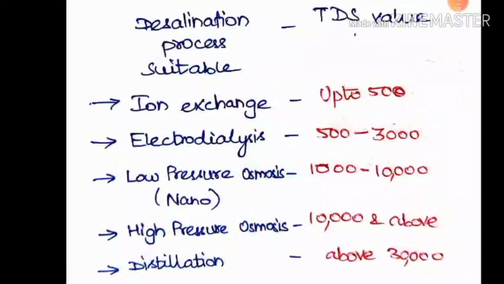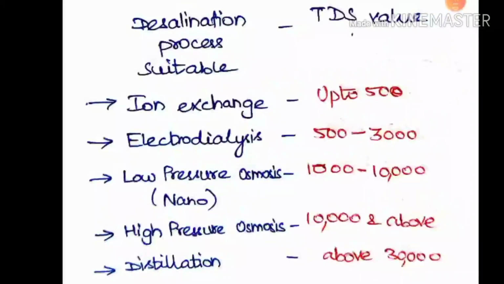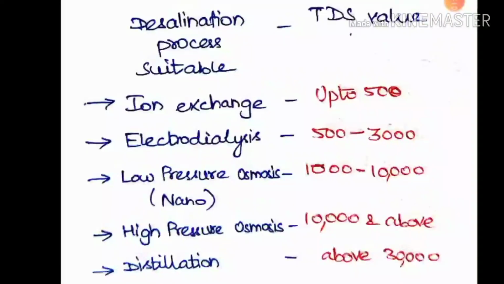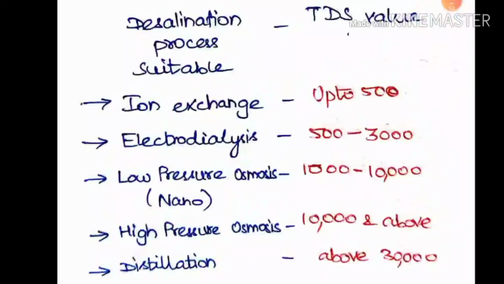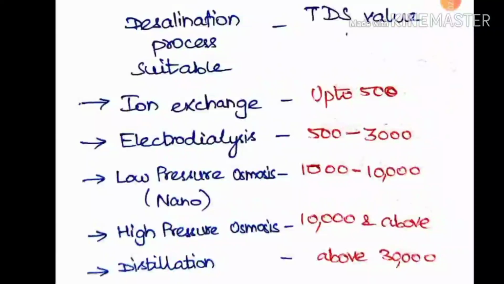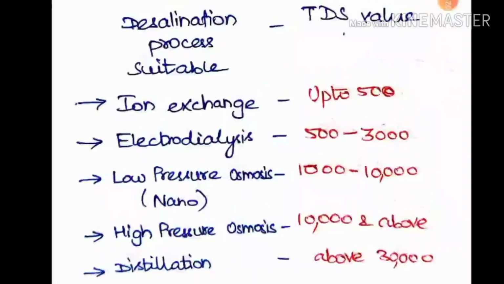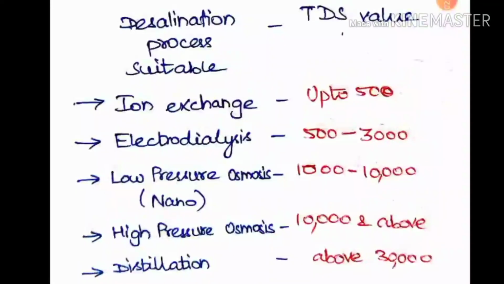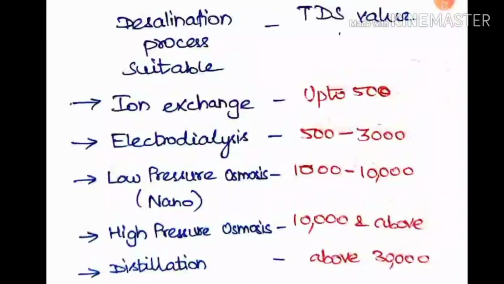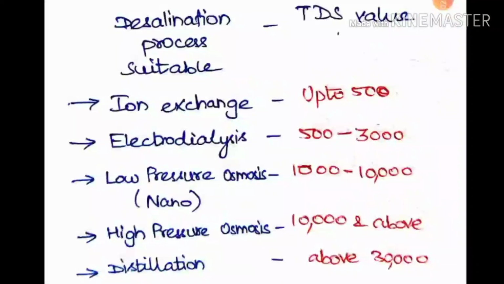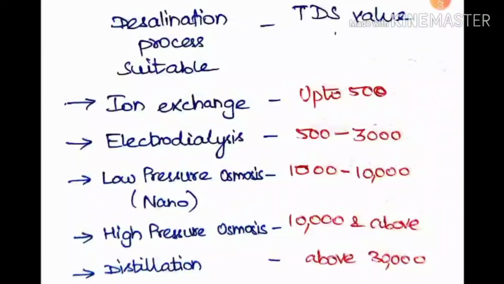Based on the TDS value we can fix what type of treatment has to be given to the water. If the TDS value is up to 500 milligram per liter, it can be treated by the ion exchange process itself. If it is 500 to 3000, then we have to go for electrodialysis. If it is 1000 to 10,000, you can go for low pressure osmosis, that is nanofiltration. If it is 10,000 and above, it is high pressure osmosis, and if it is above 30,000, it is the distillation process.